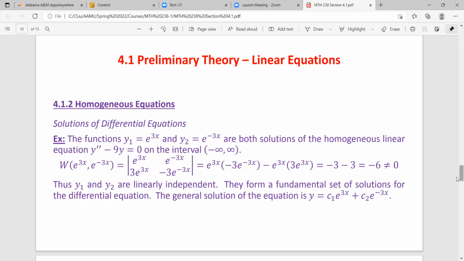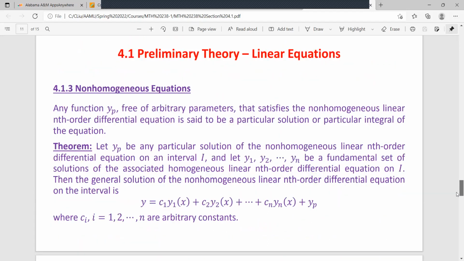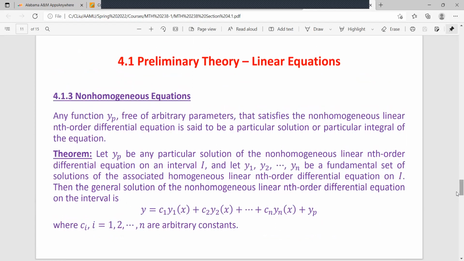So then the general solution of the differential equation will be just the linear combination of these two functions. So the general solution of the equation will be y equals c1 e to the 3x plus c2 e to the negative 3x. Okay, so that's the whole thing about the homogeneous linear differential equations. How about non-homogeneous equations?